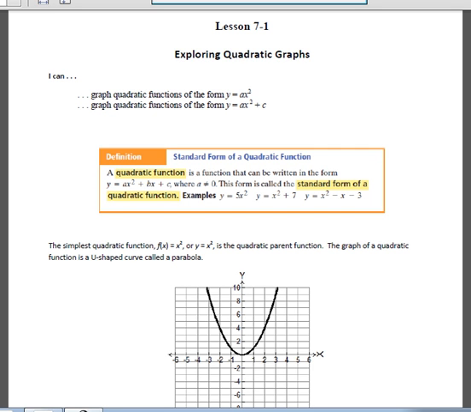Hello, welcome to the video notes for lesson 7-1, exploring quadratic graphs. This is the first lesson in unit 7, and it begins on page 1, of course, in your notes packet. And let's go ahead and take a look at the targets.